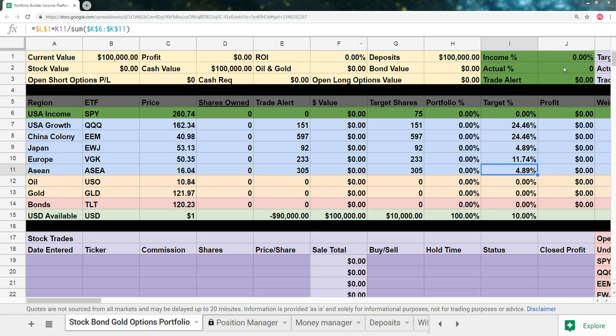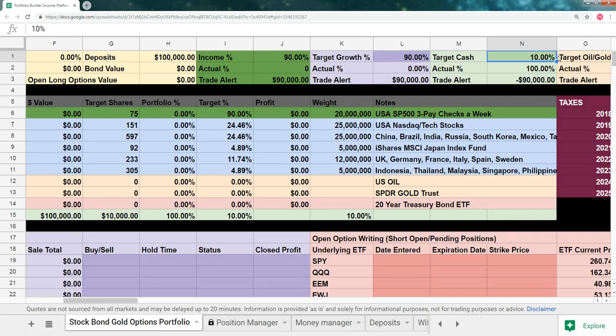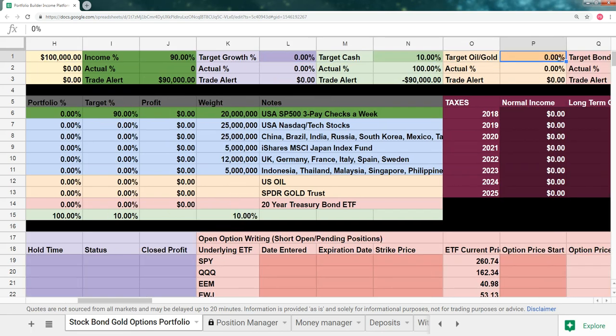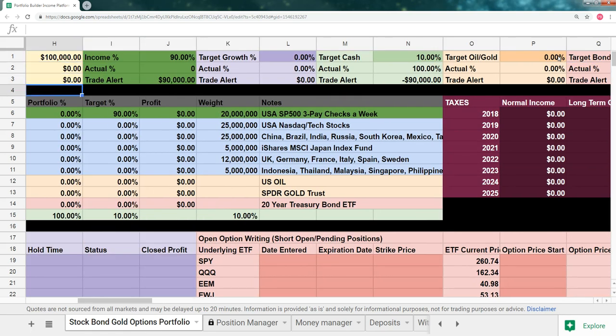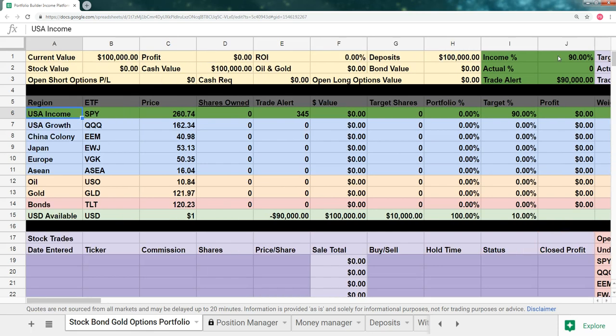Now, a third scenario might be one in which we don't get a stock market crash, US-China trade wars are relieved, and the Fed remains slightly dovish. If that's the case, then we can switch to the following settings where we say we want to generate a high level of income. We're not interested in growth right now, and we still want a small target cash position. And what this does is it puts nearly all of our capital to work in the SPY ETF.